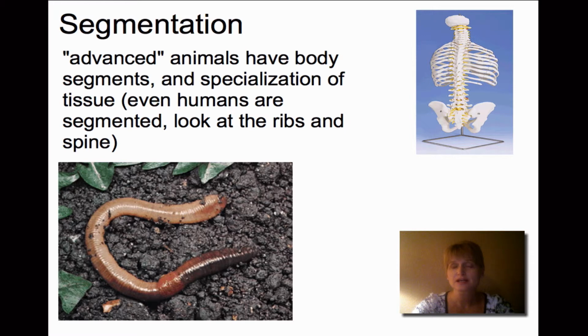Advanced animals have segmentation, so their segments might look different, but they definitely show a segmented body. And we see this with worms. Now, like this earthworm picture right here, you can obviously see the different segments on its body, but even humans are segmented. So they have a head region, they have a thorax, which would basically be the ribs, and then they have the lower extremity.